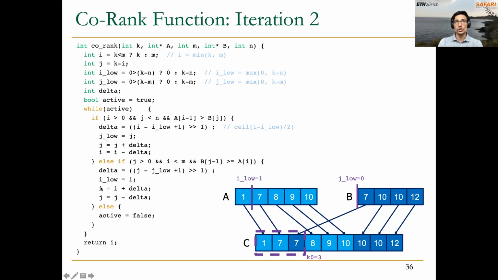And then in iteration 2, what we observe is that none of the two conditions here are fulfilled. So we go through the else path of this if-else statement, and finally we make active equal false. What that means is that we will get out of this while loop and we'll return the core rank i, which is equal to 2 for this specific example. From this core rank i, we can calculate the core rank j, which equals 1.